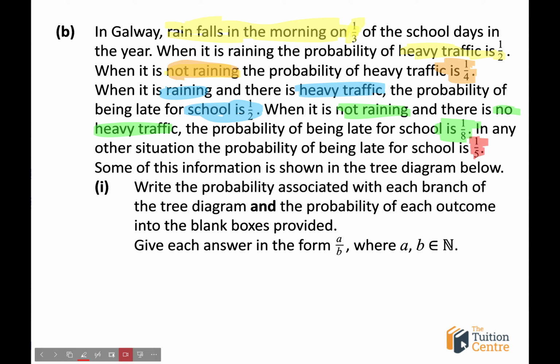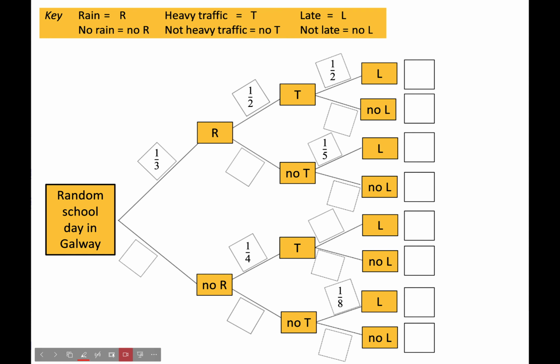Some of the information is shown in the tree diagram below. Write the probability associated with each branch of the tree diagram and the probability of each outcome into the blank boxes provided. Give your answer in the form A over B, where A and B are elements of the natural numbers. Okay, random school day in Galway.